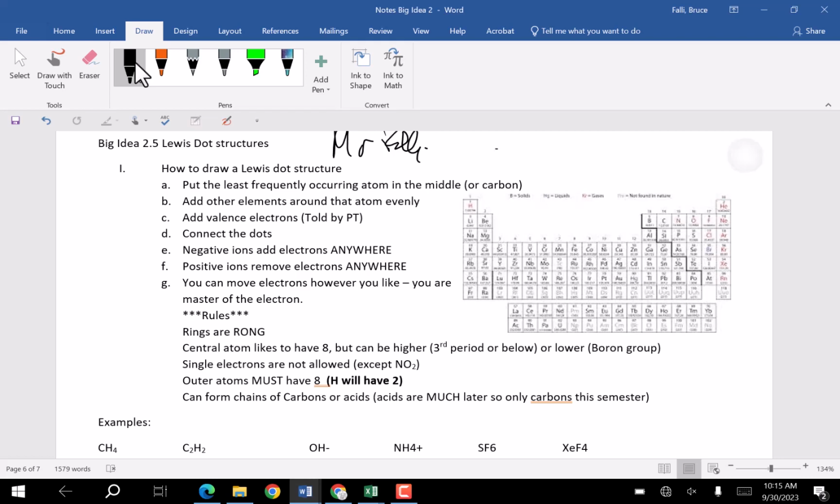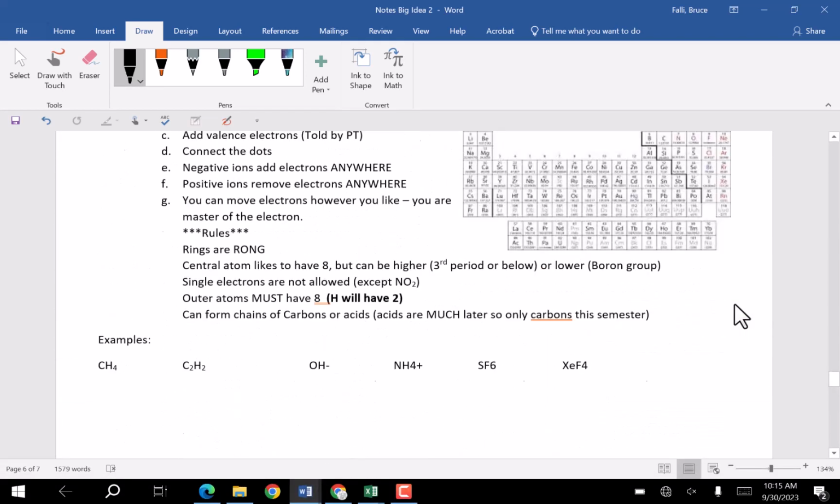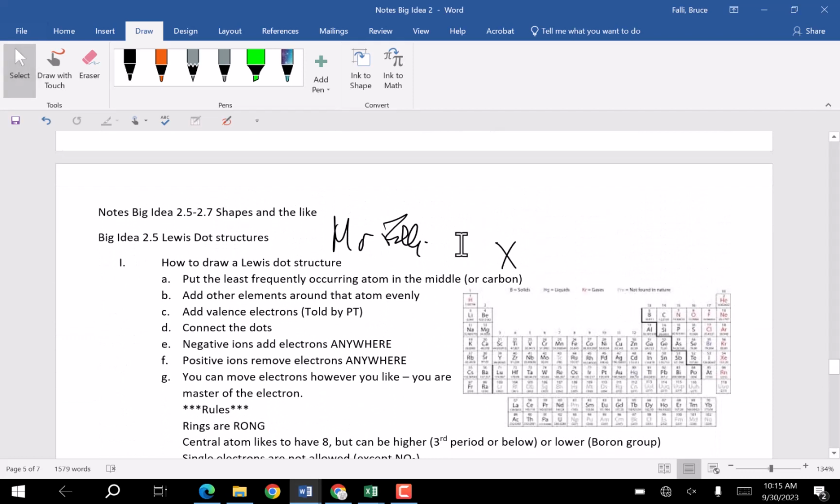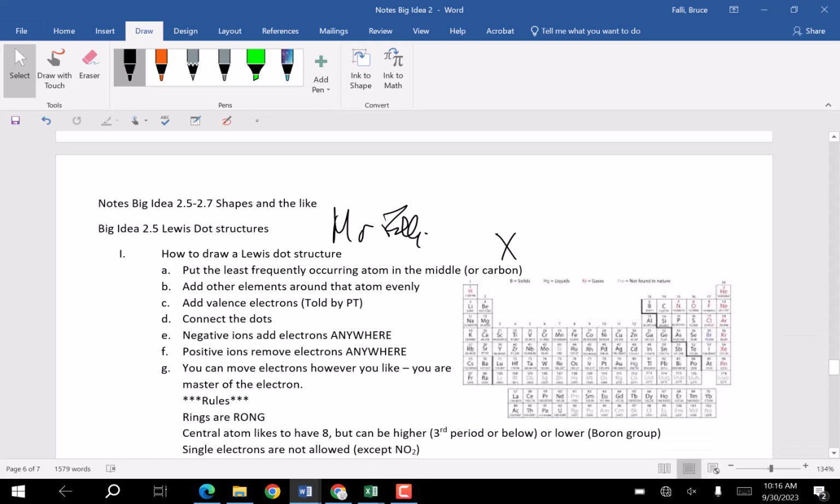You're going to be given a structure like XA3. Okay, so put the least frequently occurring atom in the middle. That would be X. So there's only one X and three A's. Add the other elements around it evenly. Add valence electrons, and remember your periodic table tells you the valence electrons you have. 1, 2, 3, 4, 5, 6, 7, 8.